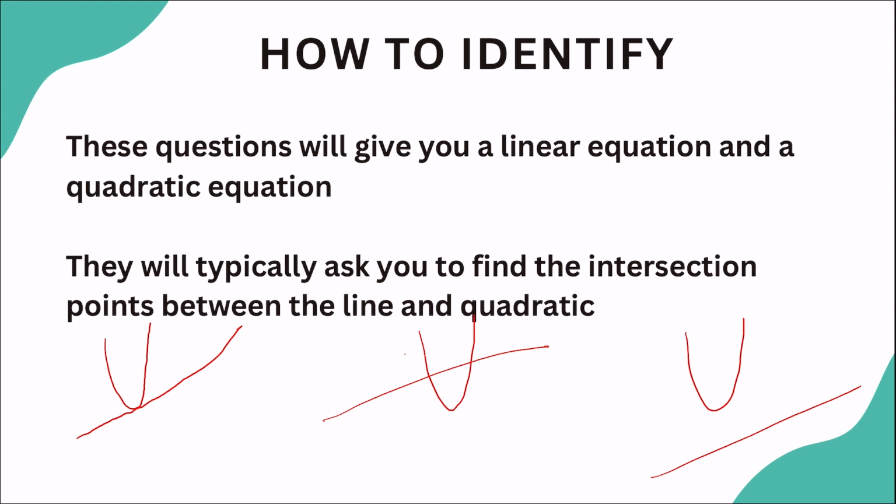So these questions will give you a linear equation and a quadratic equation. Now they'll typically ask you to find the intersection point between the line and the quadratic. Now in terms of intersection point or intersection points, we really have three options here. We have option number 1, where they intersect one singular time. We have option number 2, where we have two distinct intersections. And then we have option number 3, where the line and the quadratic never intersect.